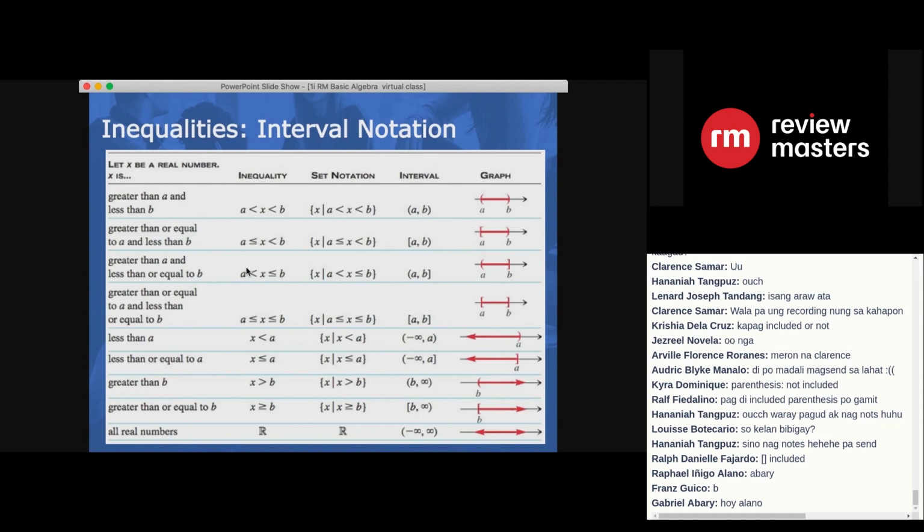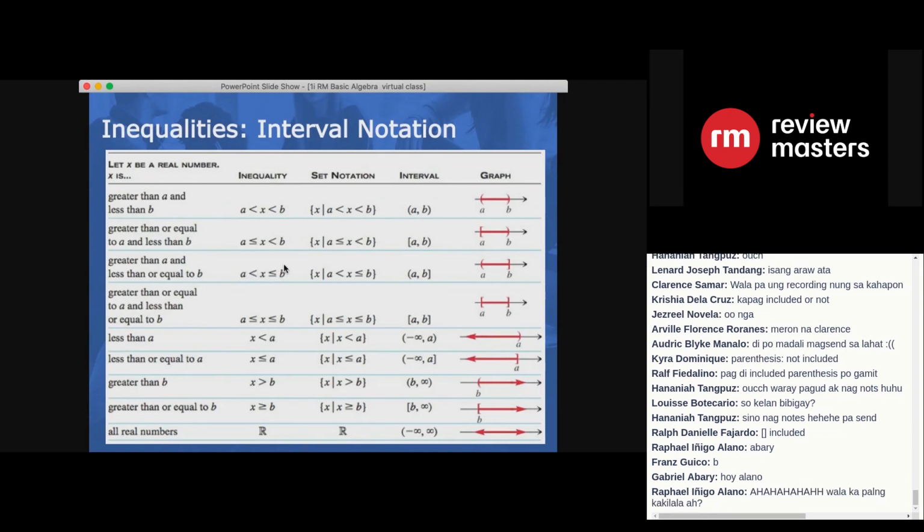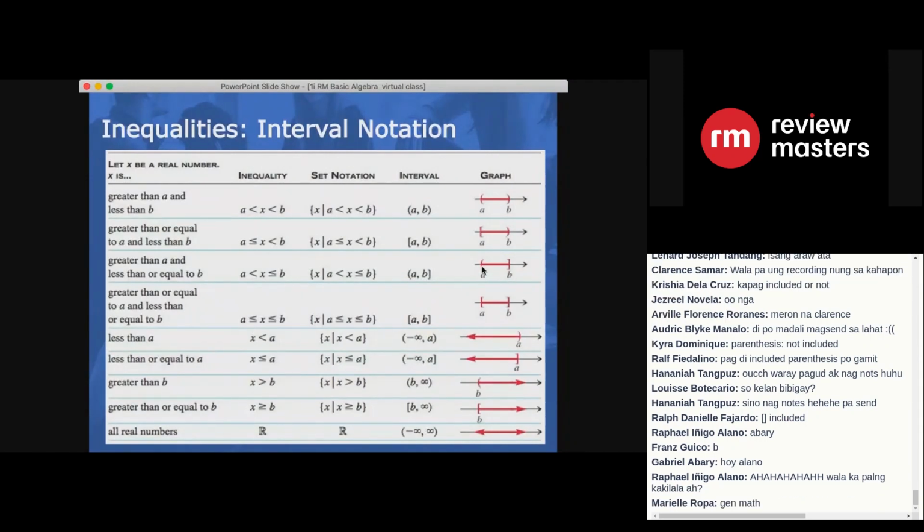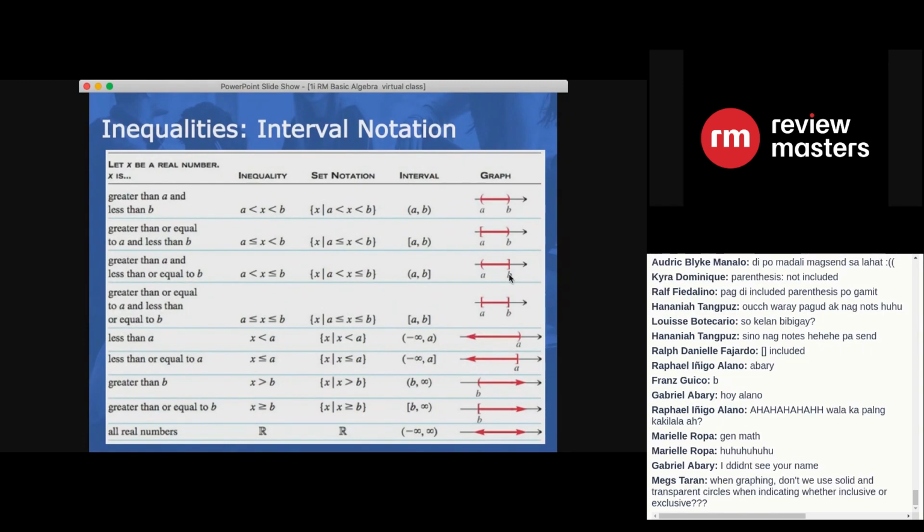Okay? X is greater than A and less than or equal to B. So here, ang A ang hindi included, kaya wala siyang equal sign. Kaya siya ay parenthesis A up to B bracket. Ganon din sa pag-graph. A is not part of the solution, but B is. Okay?